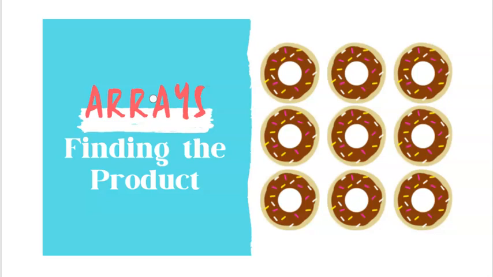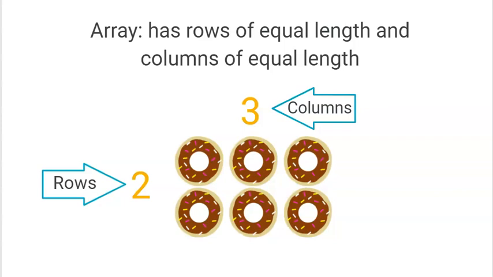Today we're going to be learning how to find the product using an array. An array has rows of equal length and columns of equal length. Let's take a look at what makes the rows and what makes the columns. If we take a look at this array, we can see that there are 2 rows and that there are 3 columns.